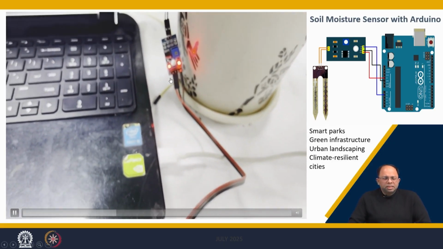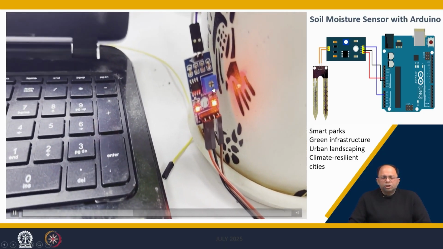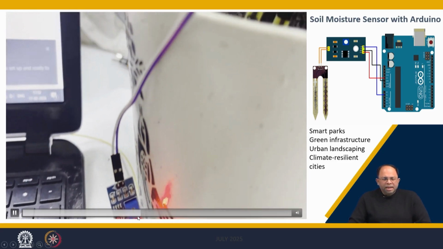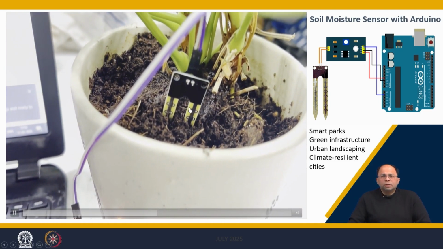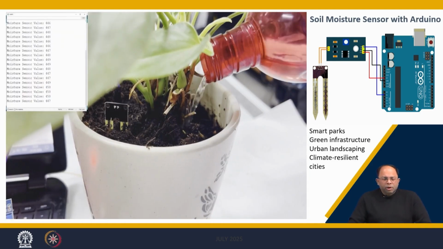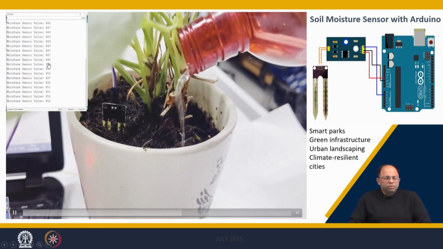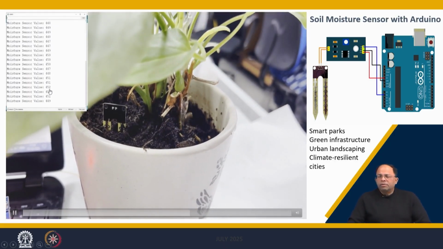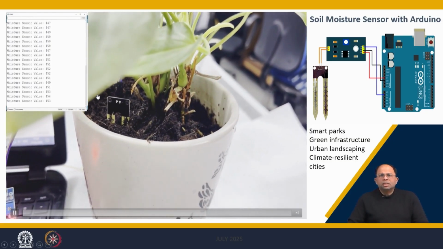So let's see. This is how the comparator looks like. You can see that potentiometer with that turning knob and the LEDs also there, and then this is the probe that is inserted into the ground. And once I pour water into this, you can see the value of that sensor is coming down to 447 or 451, something like that. So you see that we can now measure the moisture content.